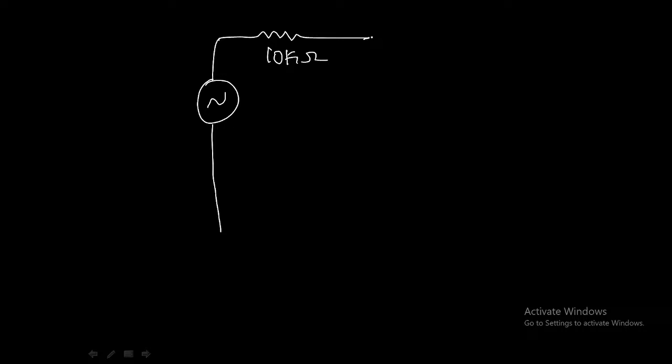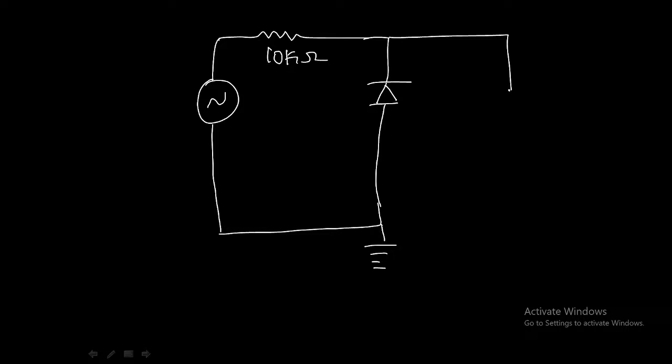If you want, I will give you one assignment. Try to find out how the output looks like. Let me draw the circuit. So this is our input AC voltage. We have 10 kilo ohms, and we have a diode connected like this with the ground, and the load resistance RL.